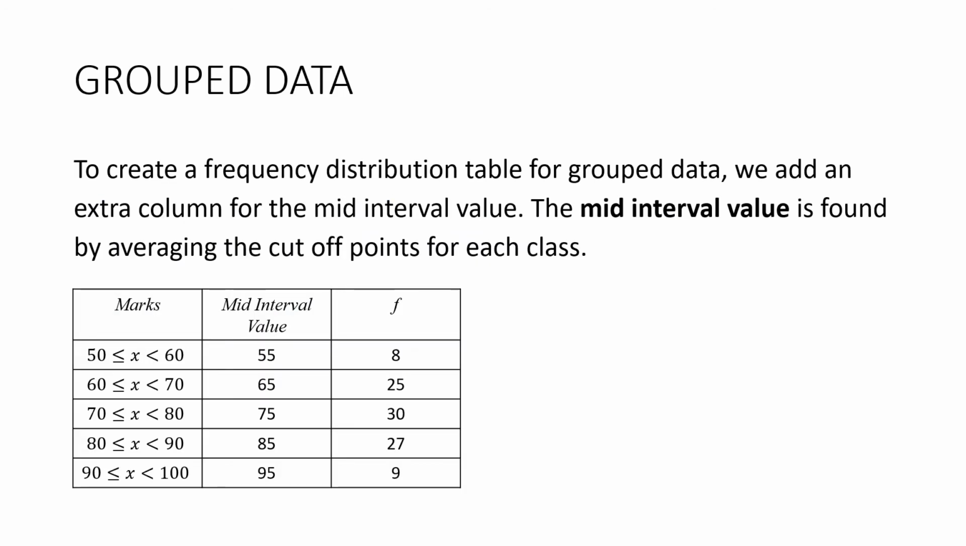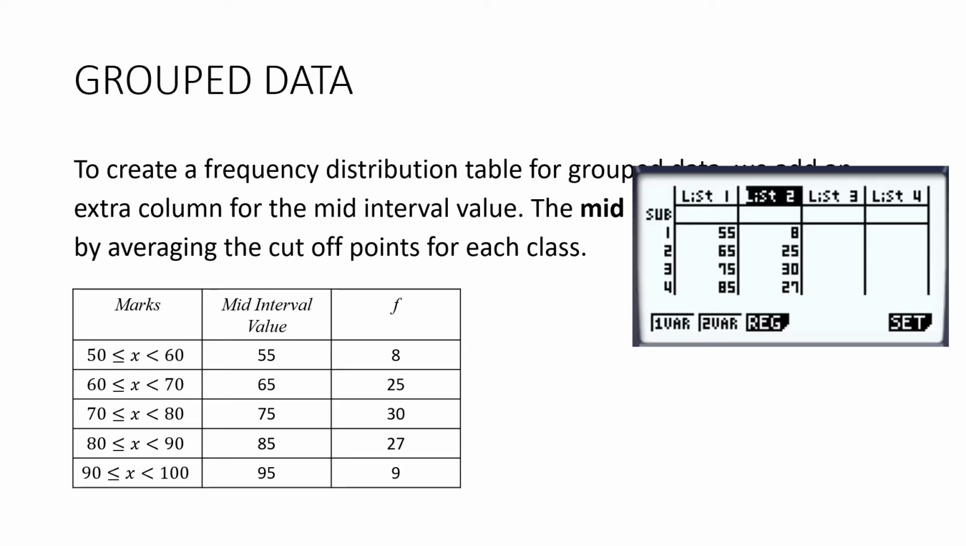With group data, we create our frequency distribution table like we did in the last video. We add an extra column for the mid-interval value. So this mid-interval value is just found by averaging the cutoff points for each class. So 50 plus 60 divided by 2 gives us 55. And so this becomes like our X. And we can still do our FX column, or we can still put this in to the calculator if we need to. There it is there.